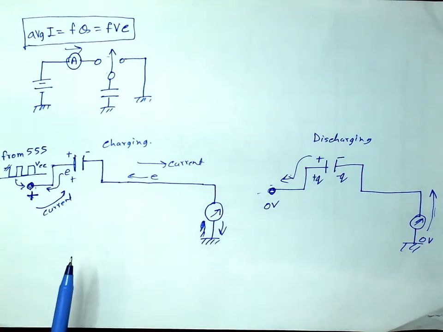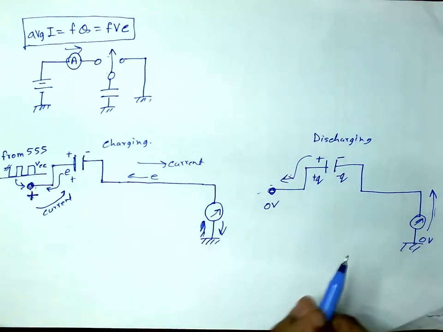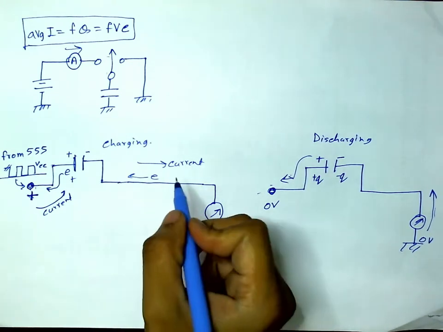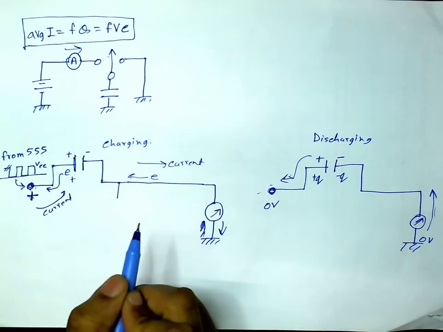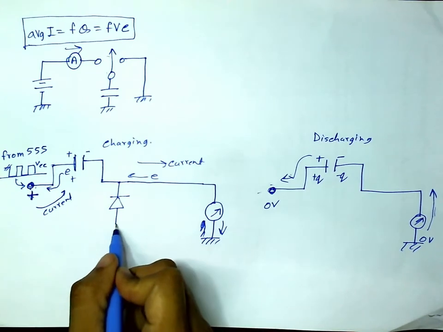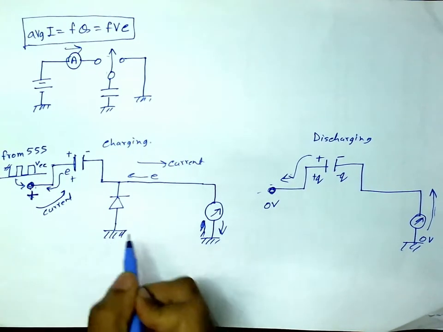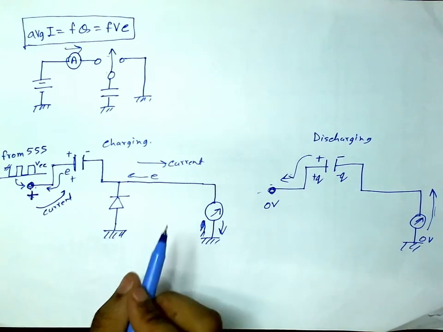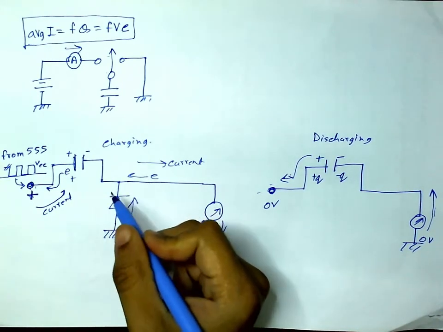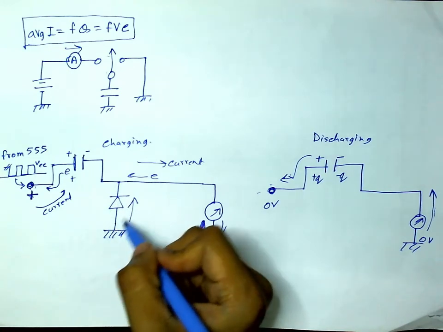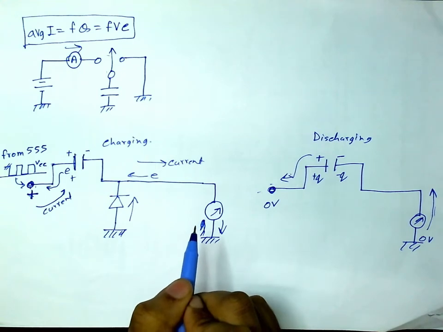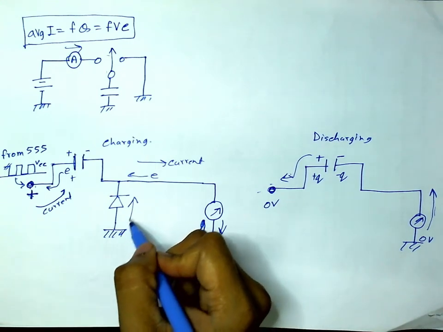So what we will do, we will play a trick. We will here give a path, say, through a diode. This is a one-way path, so the current can only go like this. So the diode is only useful for the capacitor to be discharged.